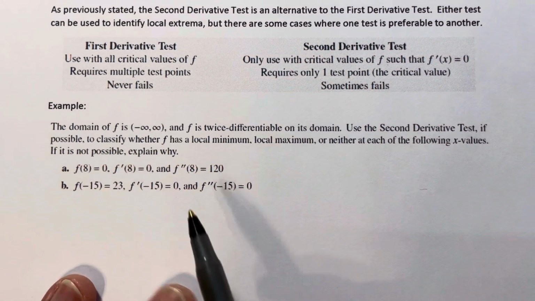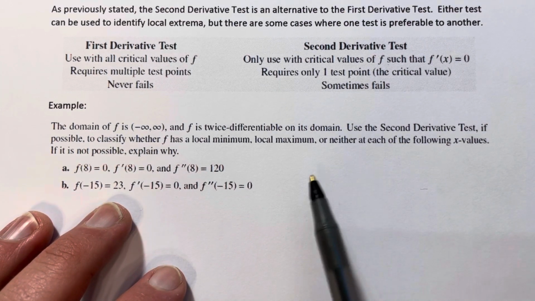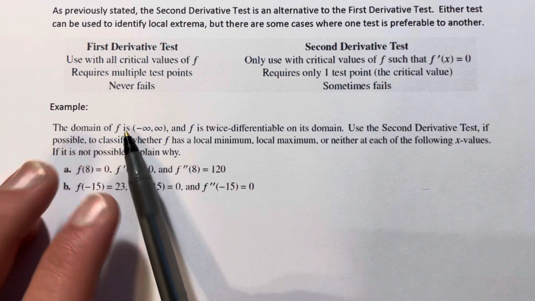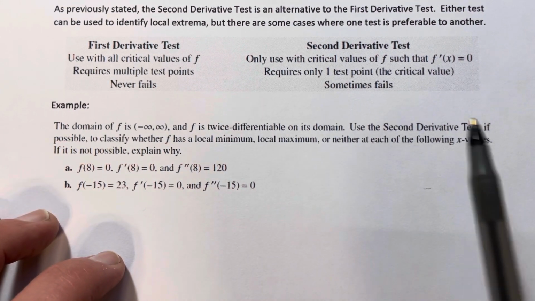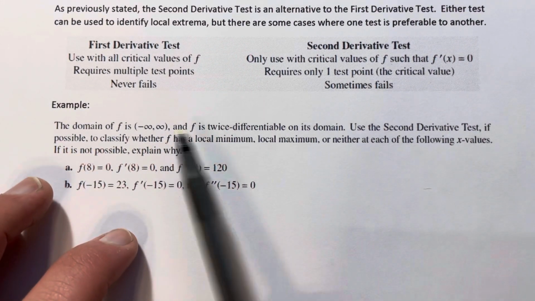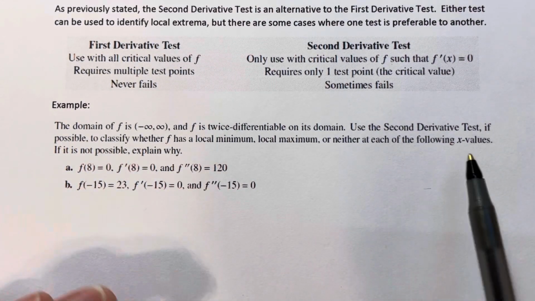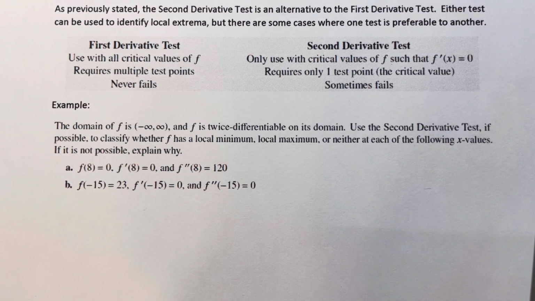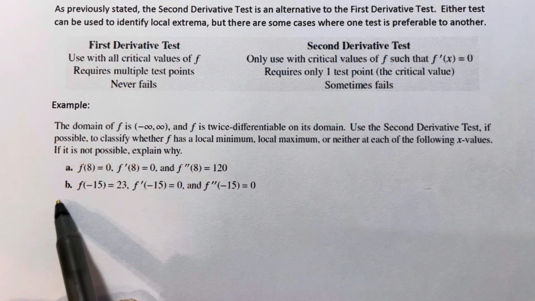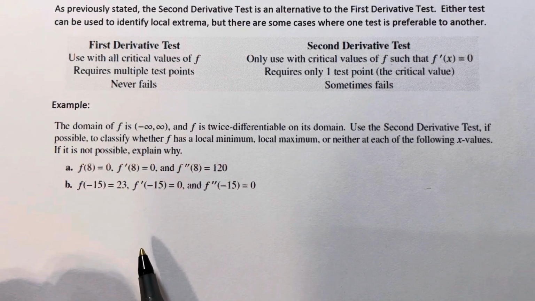So let's take a look at an example where we want to use the first derivative or second derivative test. Specifically, we're going to assume that we have a function f that's defined everywhere and that it's twice differentiable. We're going to use the second derivative test to classify whether f has a local min, local max, or neither at each of the following x values. And if it's not possible to make that conclusion, we're going to explain why. So here, notice I'm not given f explicitly, I'm just given some values.